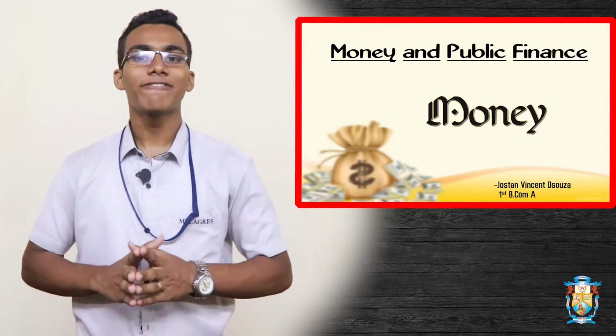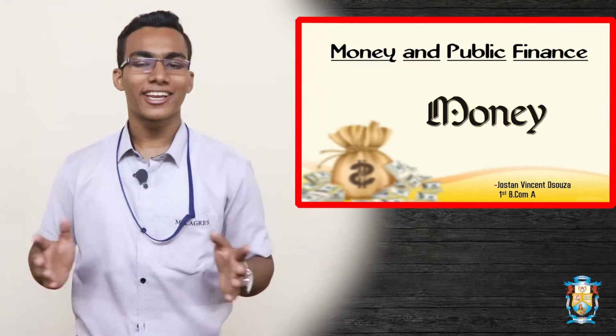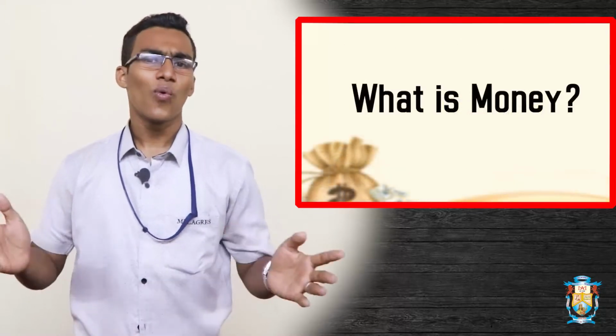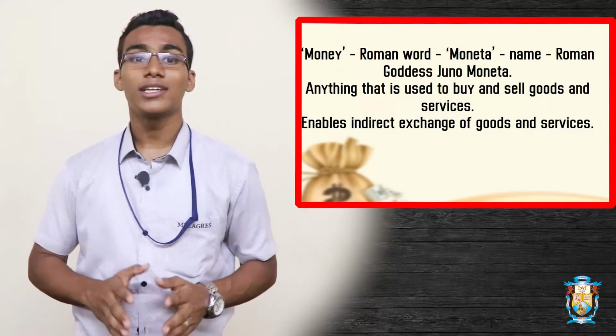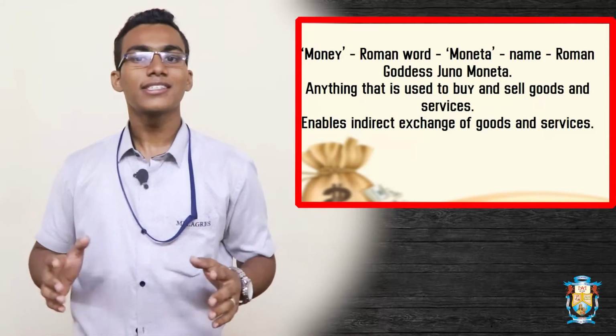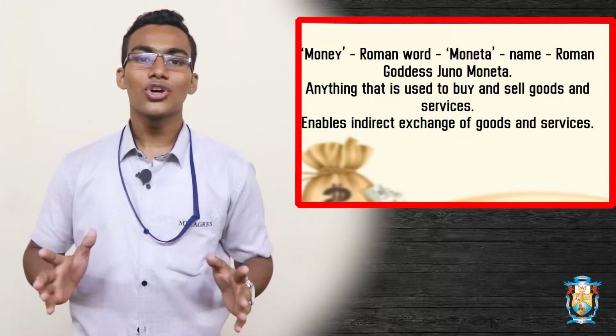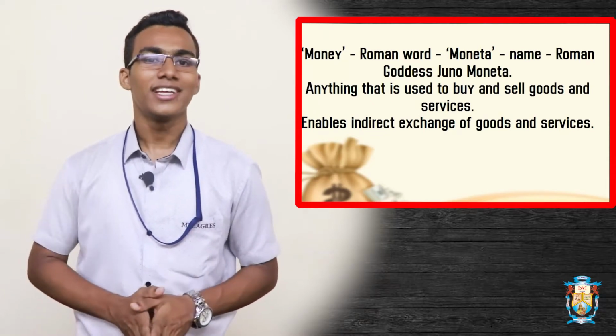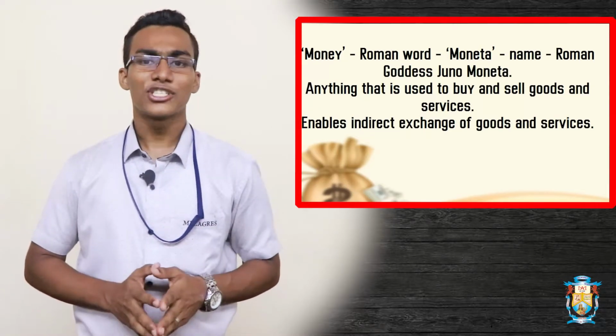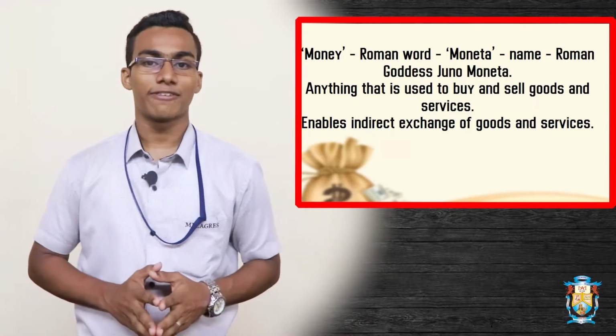I am here to briefly explain the concept of money in a nutshell. Now, what is money? The word money comes from a Roman word called moneta. This is the name of a Roman goddess, Juno Moneta, in whose temple money was minted. Money is anything that is used to buy or sell goods and services.